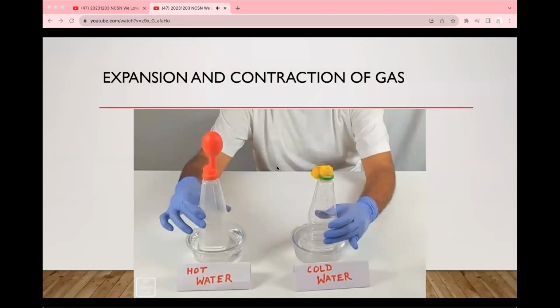Same theory here. The flask is removed from hot water and placed in the cold water. When you place it in the cold water, as shown in the picture here, the air in the flask loses heat to the cold water and contracts. As the air contracts, the inflated balloon becomes smaller. This shows the expansion and contraction of gas.